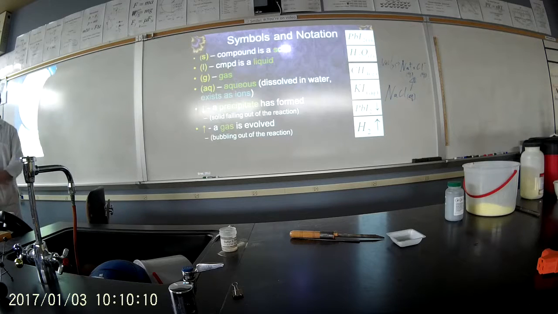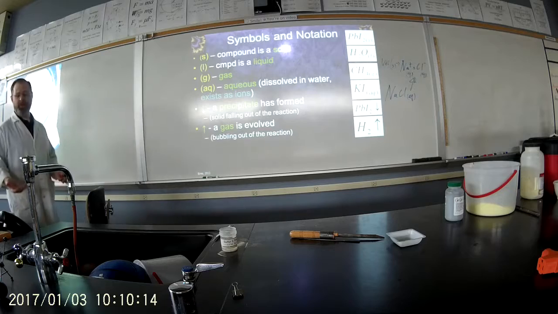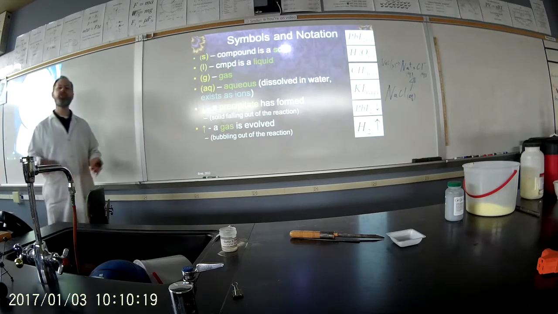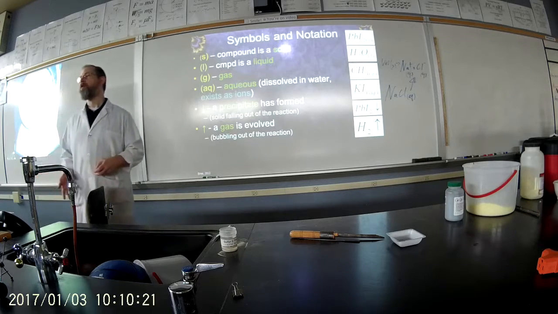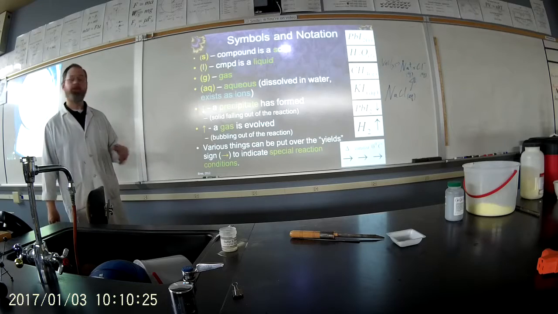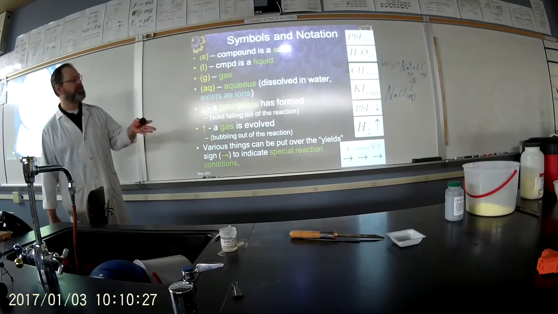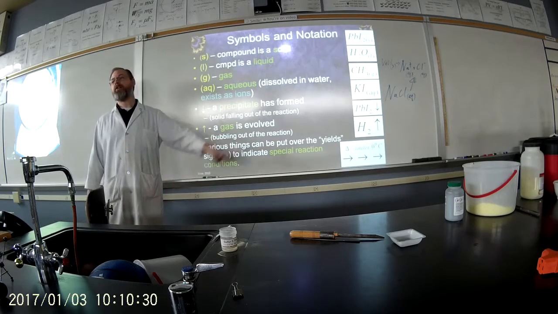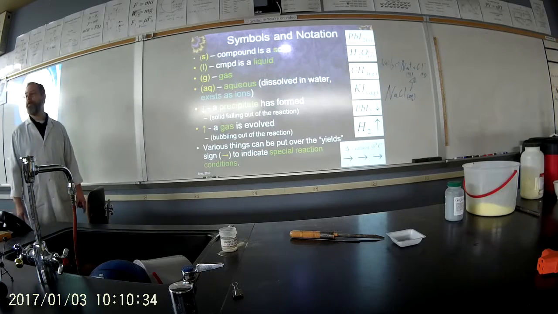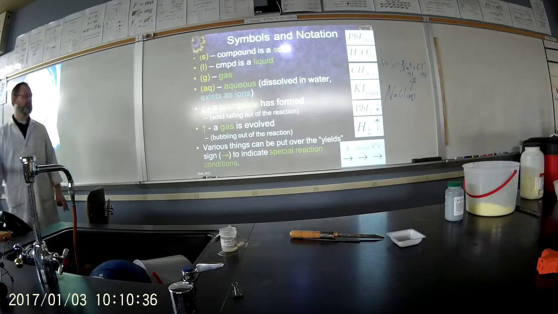And some reactions don't just go on their own. Sometimes they need a special condition to exist before they go. If a reaction needs a special condition, we place it over the yield sign. And here are three examples. I'll tell you what those examples are here in just a second.